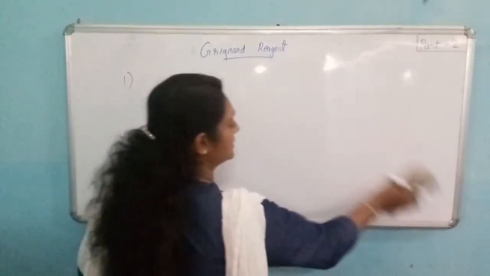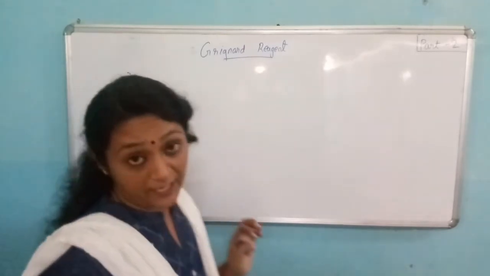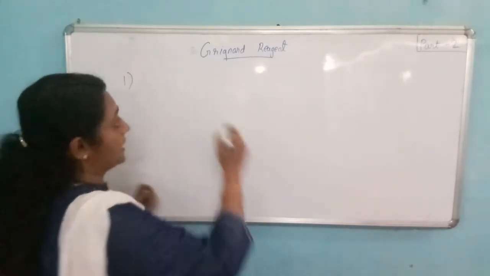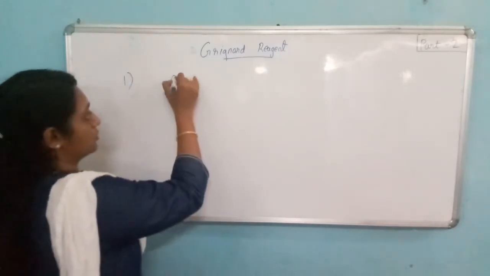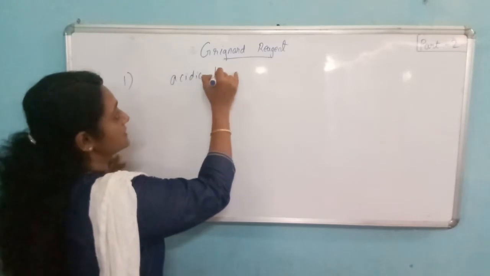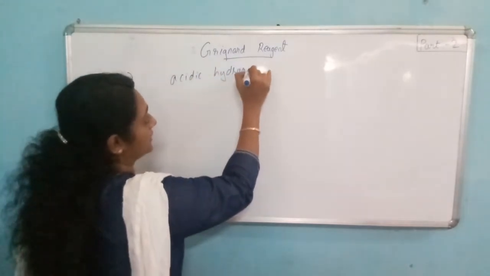Then next is the reaction of Grignard reagent with compounds containing acidic hydrogen. Okay, acidic hydrogens.